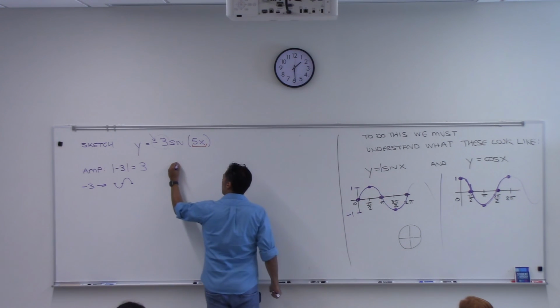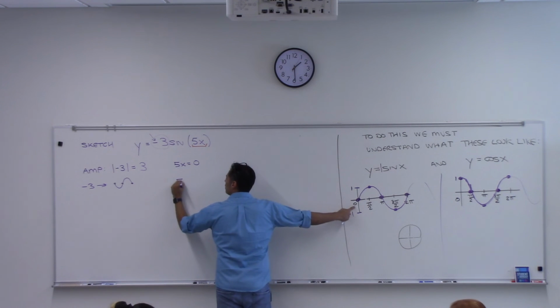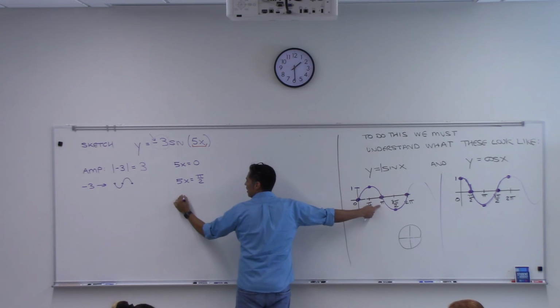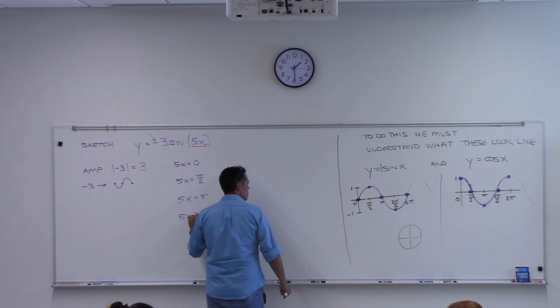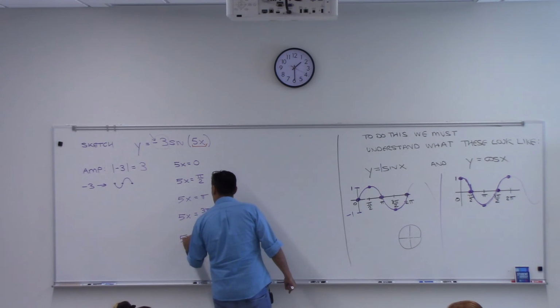So I'm now going to set 5x equal to 0. 5x equal to pi over 2. 5x equal to pi. 5x equal to 3 pi over 2. And 5x equal to 2 pi.